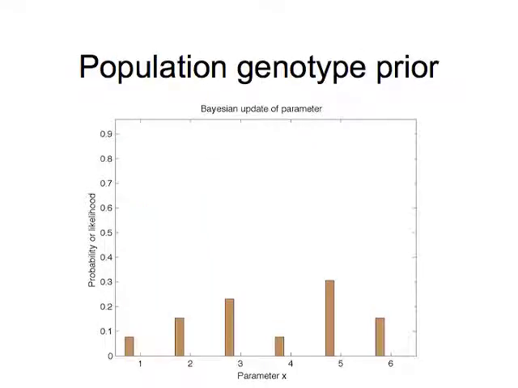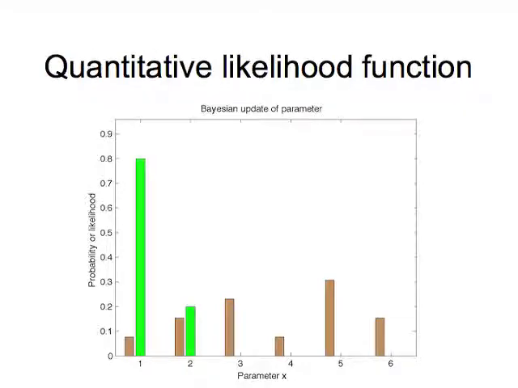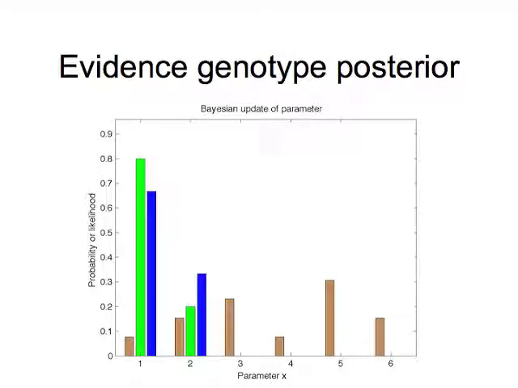Next slide. We'll do this one more time. Here we start again with the population genotype prior. It's always whatever we believe the population would be. Next slide. But now we'll use a quantitative likelihood function, where after looking at the quantitative data, it focuses more of its probability on the first allele pair candidate than on the second allele pair candidate. When we use Bayes' theorem and multiply the prior, shown in brown, with the likelihood, shown in green, next slide, we arrive at the evidence genotypes posterior distribution, shown here in blue.